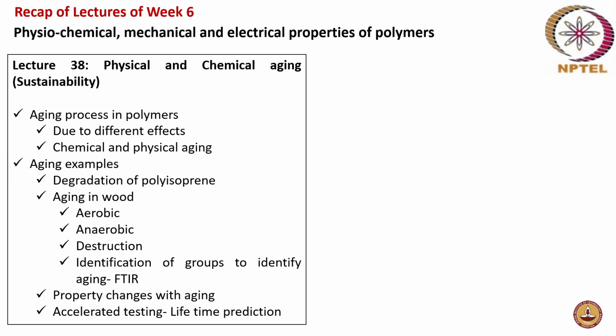So this was again on physical and chemical aging, sustainability. Aging due to different effects, chemical and physical aging. And then aging and degradation of polyisoprene. Aging in wood can be due to aerobic, anaerobic destruction. And how can you identify if these kinds of changes are happening? Through FTIR, because you can identify the functional group changes, especially when there are some changes in the polymer. That can be identified using FTIR. What is accelerated lifetime prediction?